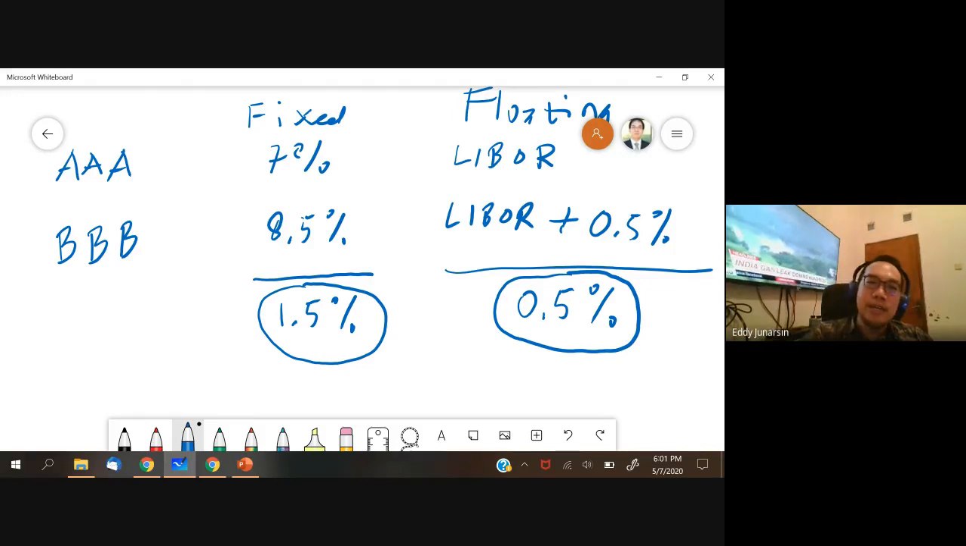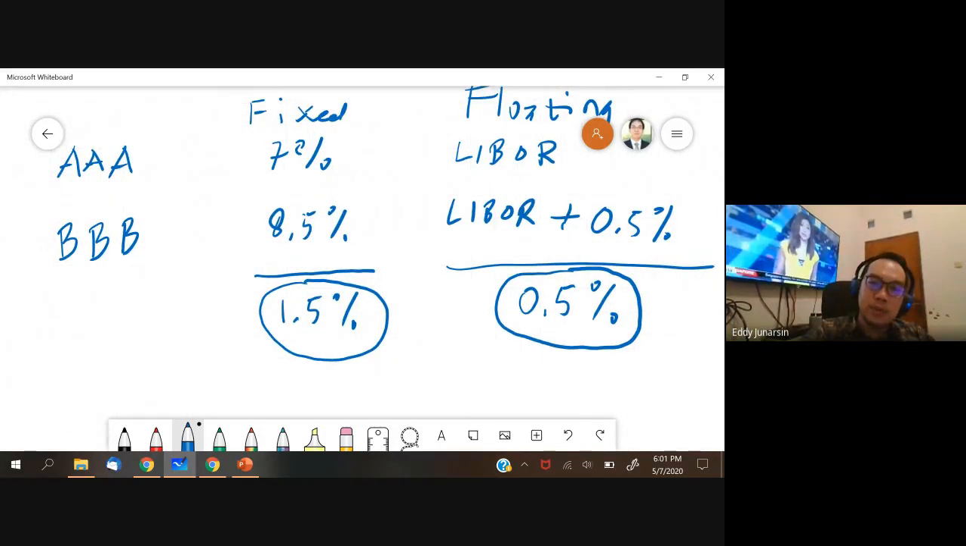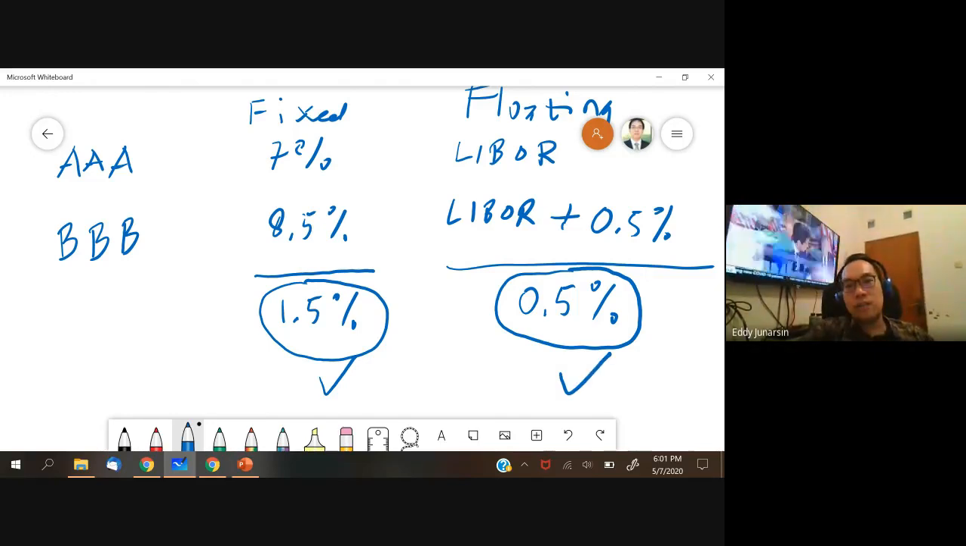So what was the meaning here? It's better for the triple A firm to issue the fixed rate debt because the comparative advantage is higher for the triple A firm, and here the comparative disadvantage is lower for the triple B firm. I think it's very easy to imagine. So the triple A firm had better issue the fixed rate debt and give it to the triple B firm, and on the other hand, the triple B firm had better issue the floating rate debt and then exchange or transfer it to the triple A firm.